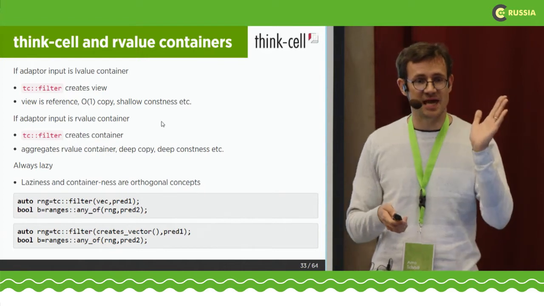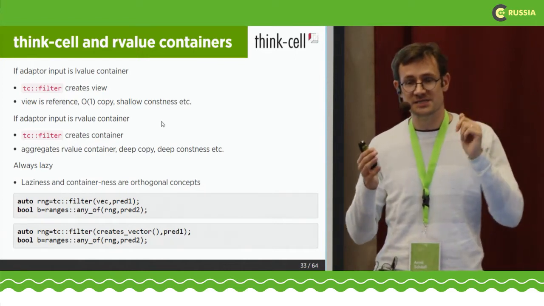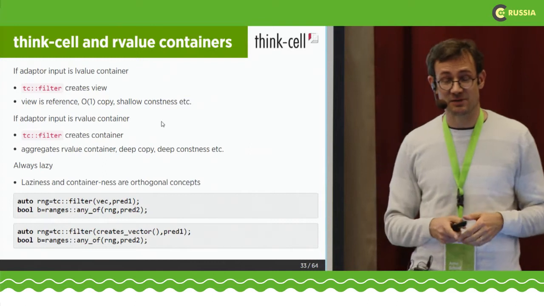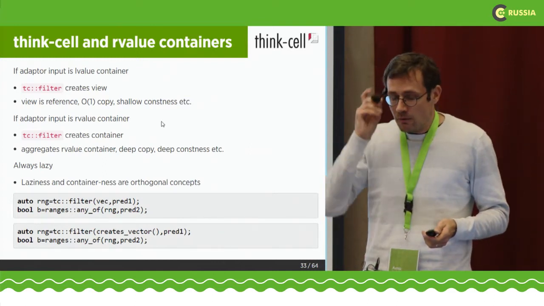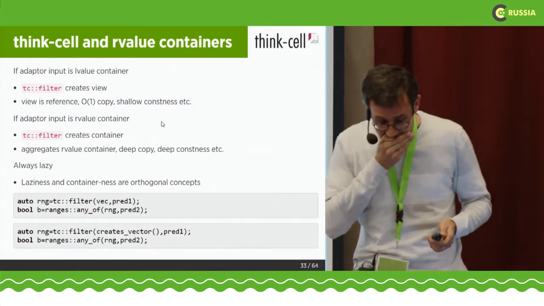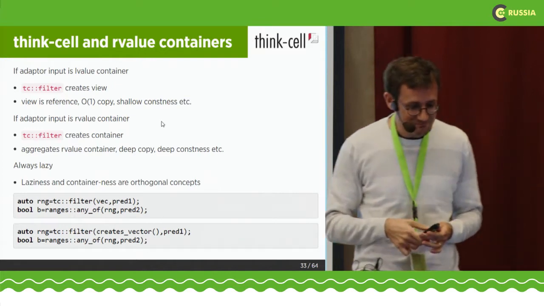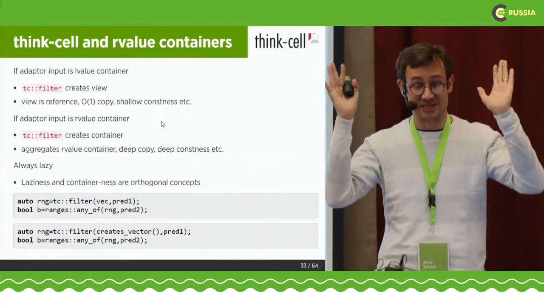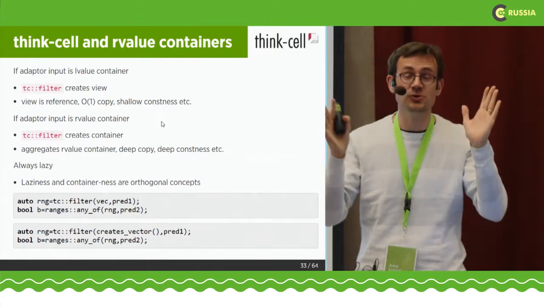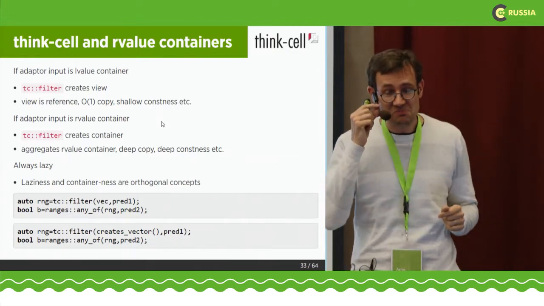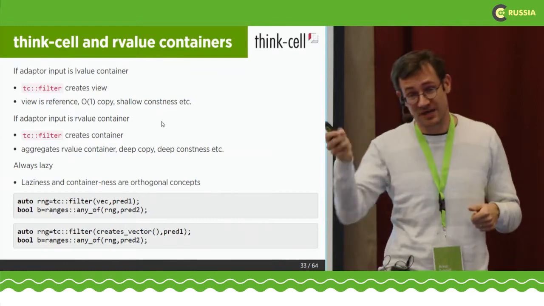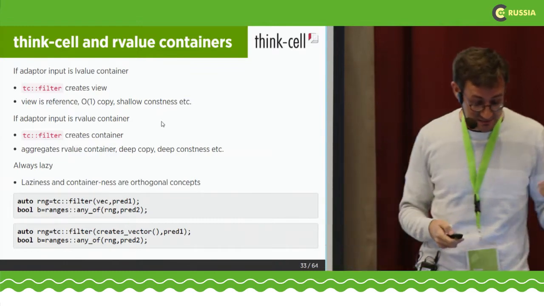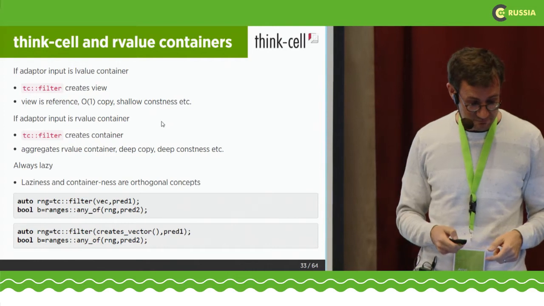There is the laziness aspect of ranges, and then there is the container aspect. And these two are by and large orthogonal. You can have one, but you don't have the other. And I think that's an important feature to have.